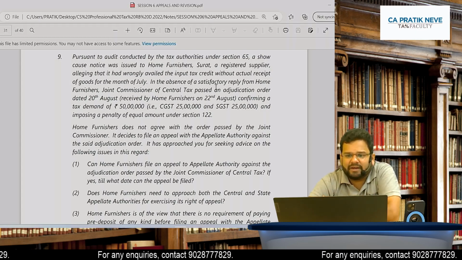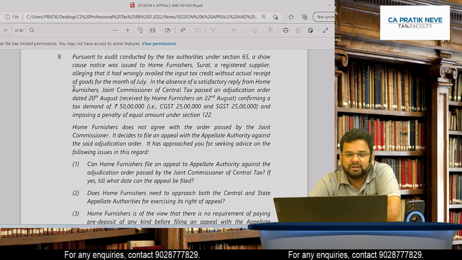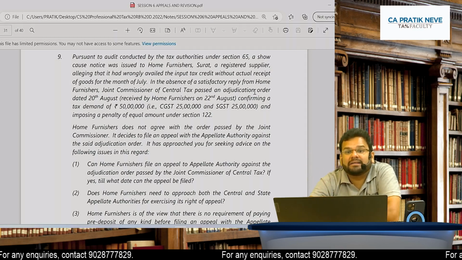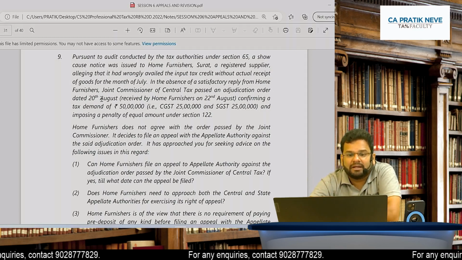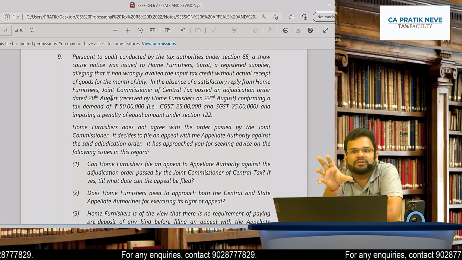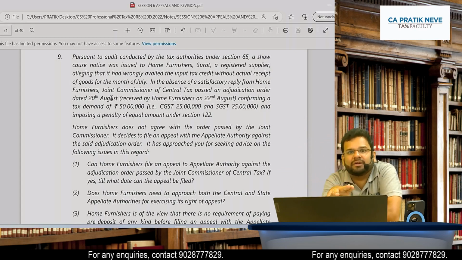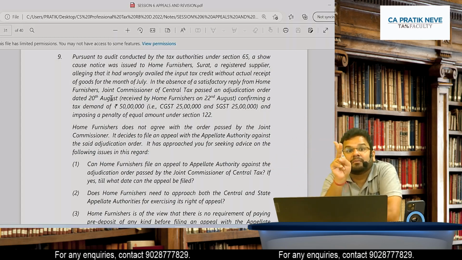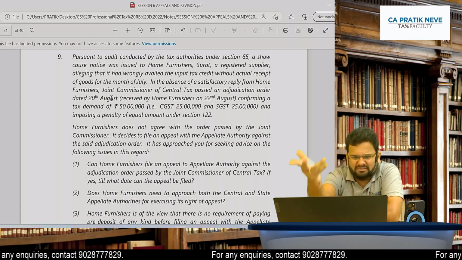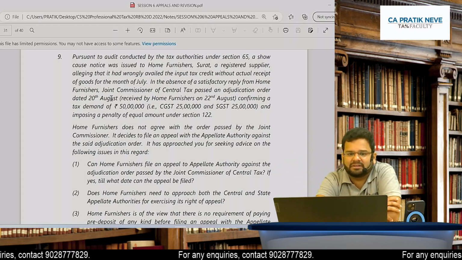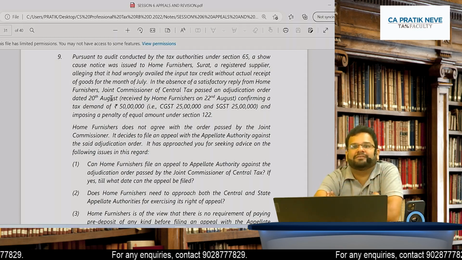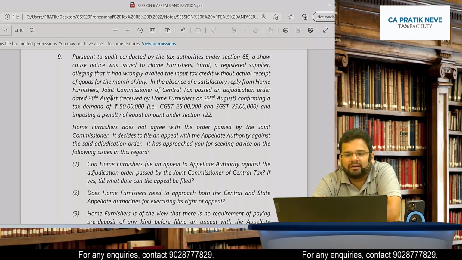In the absence of satisfactory reply from Home Furnishers, Joint Commissioner of Central Tax, means adjudicating authority, passed adjudication order dated 20 August. So is everything revised systematically? First there was an audit of 65, general audit done by officer. After general audit, it gave rise to a show cause notice of section 73 or 74. I don't know what is there in this case. They have just said show cause notice. Then because there was no proper cause shown, they went for an adjudication order.